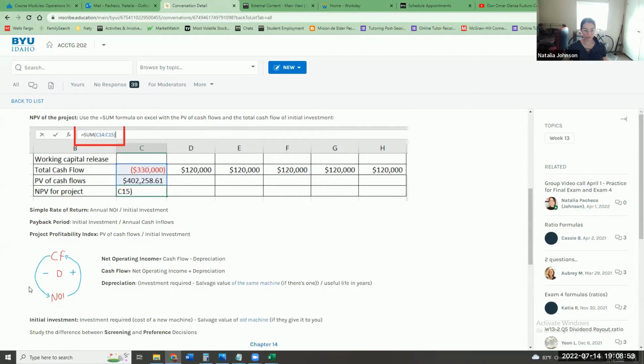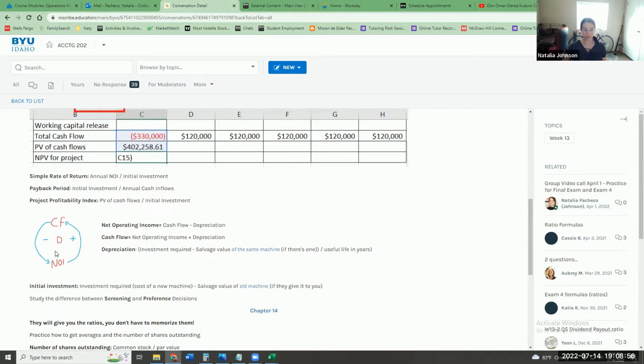This is also important. If they give you cash flows, but you need net operating income, like you need the simple rate of return, and you know that it's net operating income divided by initial investment, but they give you the cash flow, then you can subtract depreciation and get net operating income. Or if they give you net operating income, but you need cash flow because maybe they're asking you for the payback period, then you add depreciation back. So remembering this little graph is really important too. And here is just the same, but in a formula.